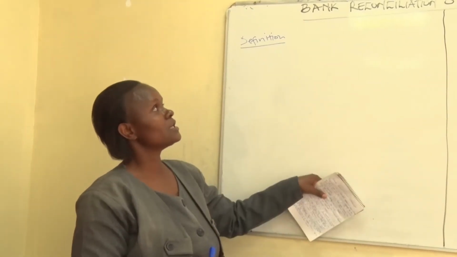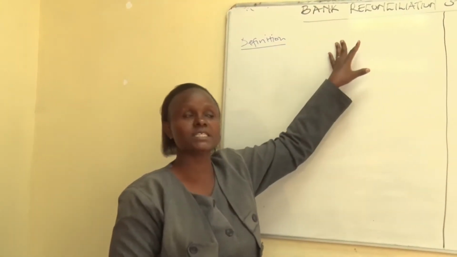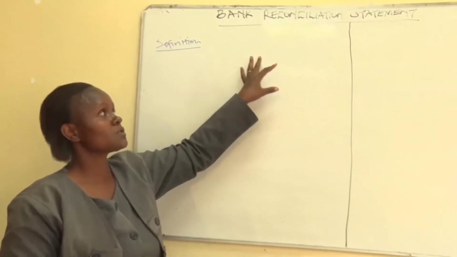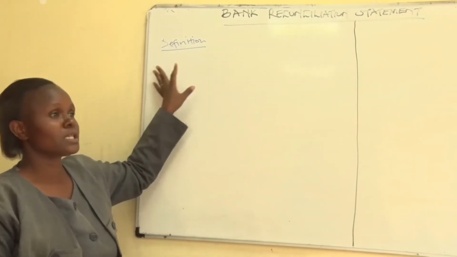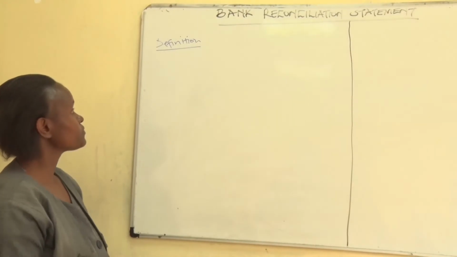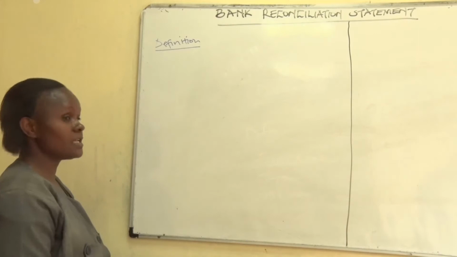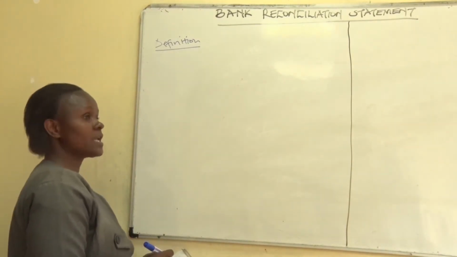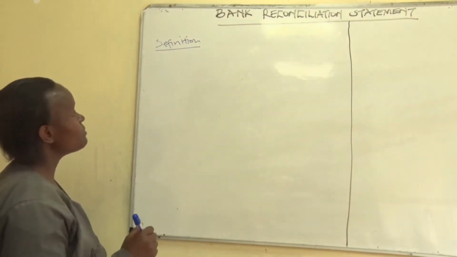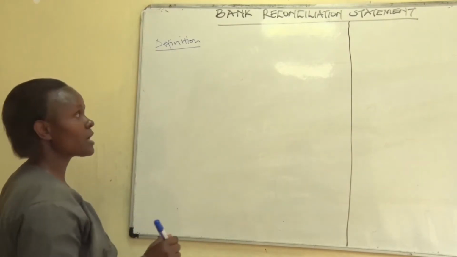We want us to look at the bank reconciliation statement. I want us to start with the definition. A bank reconciliation statement is a detailed statement reconciling, at a given date, the balance in the cash book and the balance in the bank.